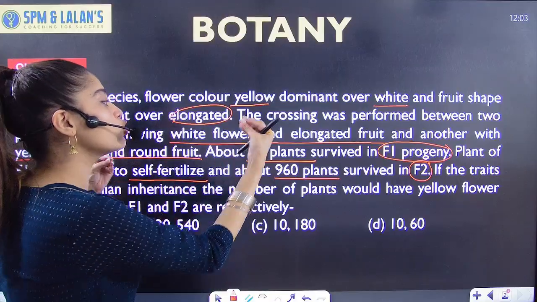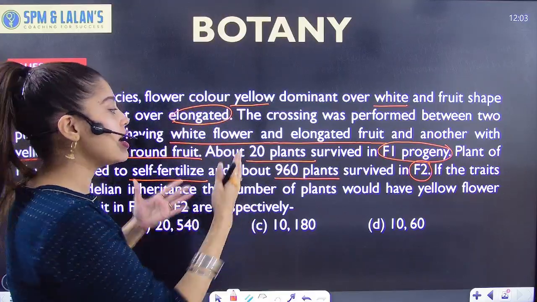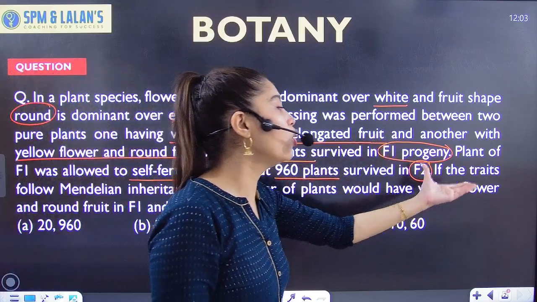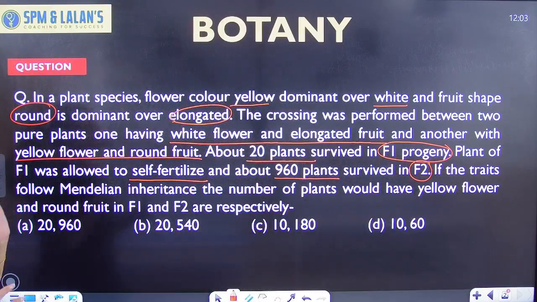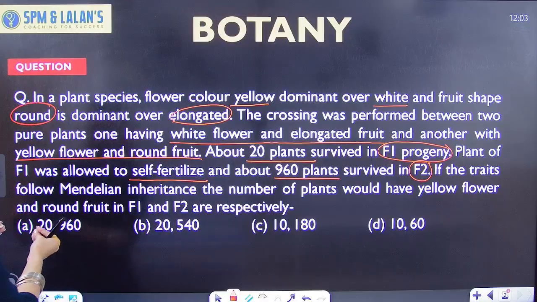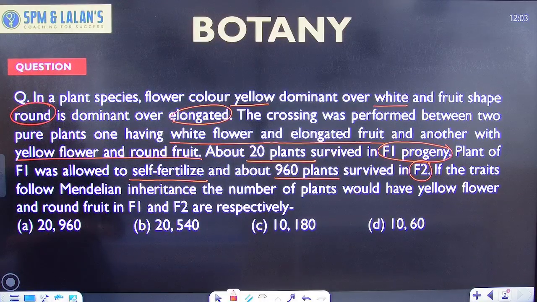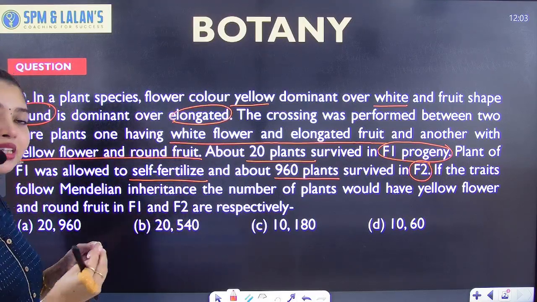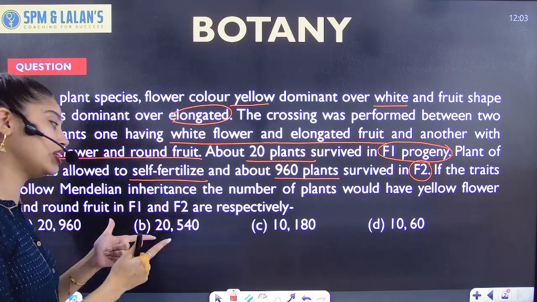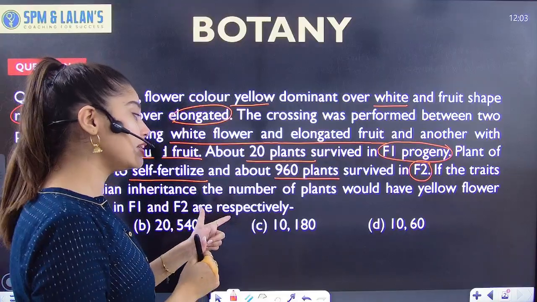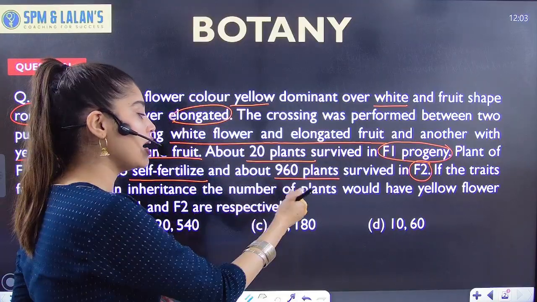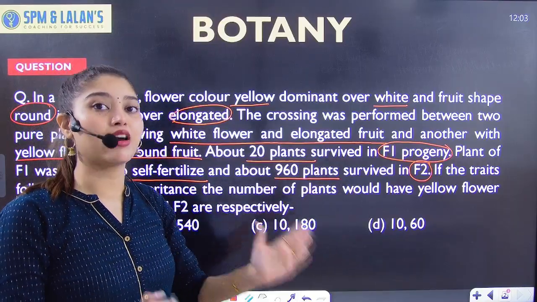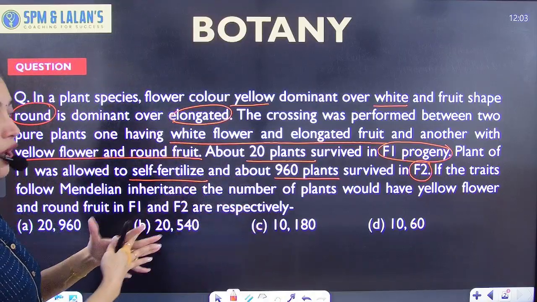So out of those 20 plants in the F1 generation and 960 plants in the F2 generation, how many of them are yellow flowered having round fruit? Option A is 20 in F1 and 960 in F2 generation. Option B says 20 in F1 generation and 540 in F2 generation. Option C says 10 in F1 generation and 180 in F2. And D says 10 in F1 and 60 in F2. So now let's work out the problem.